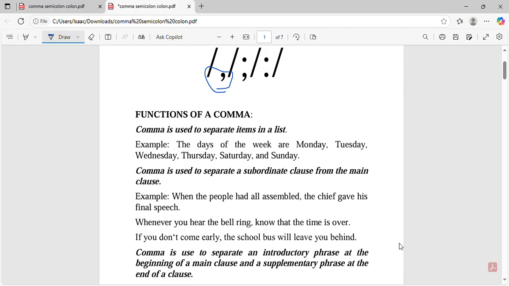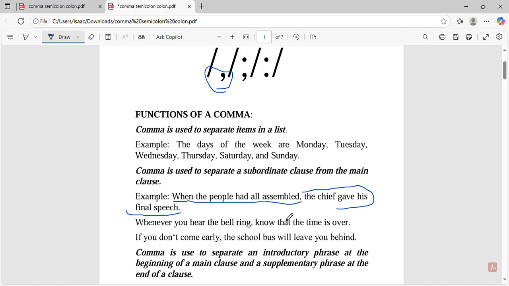For example, this is the subordinate clause down to this point. When the people had all assembled, that is a subordinate clause. Then the main clause is here. From here down to this point is your main clause. The chief gave his final speech. So, when the people had all assembled, the chief gave his final speech.